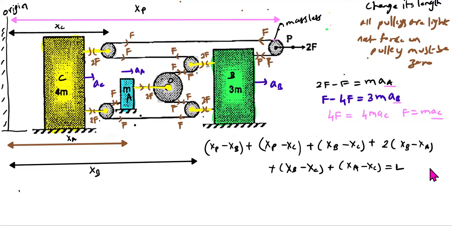This should become equal to 2 times of XP here, minus XB plus XB. I'll do one thing. All XB terms, I'll highlight it so that addition will become easy for us. And all these are XC.